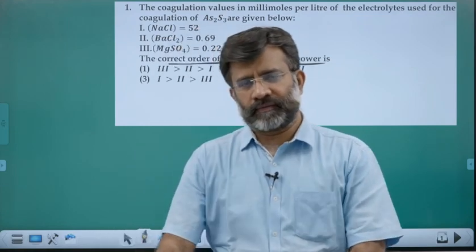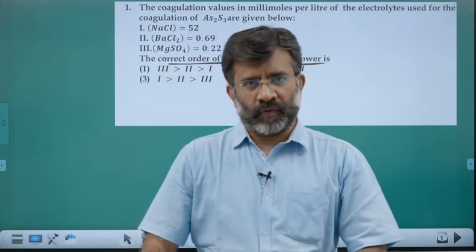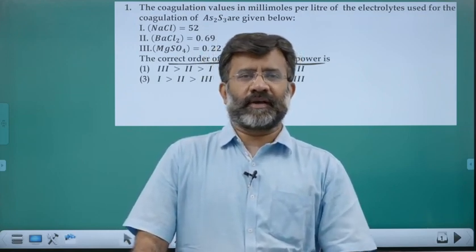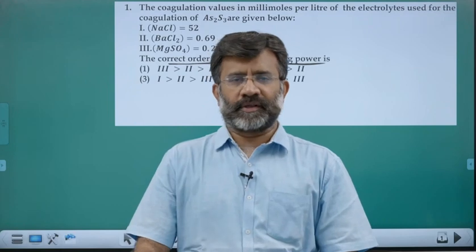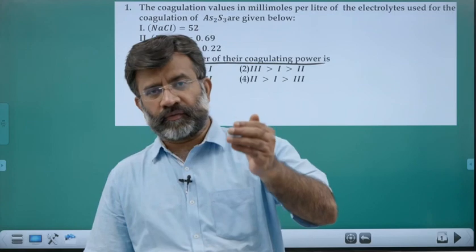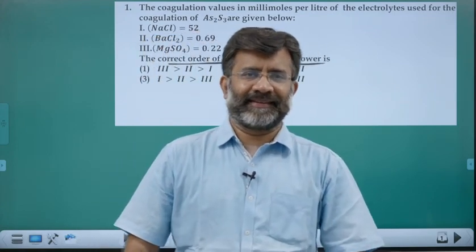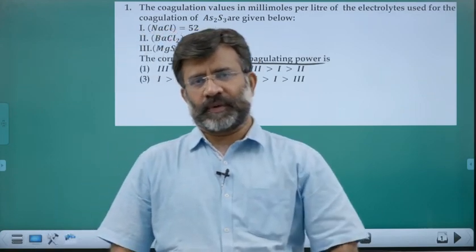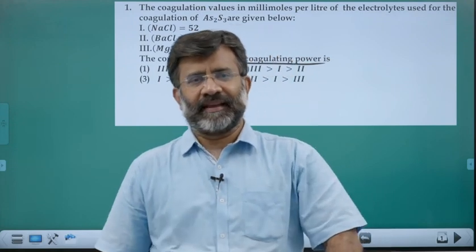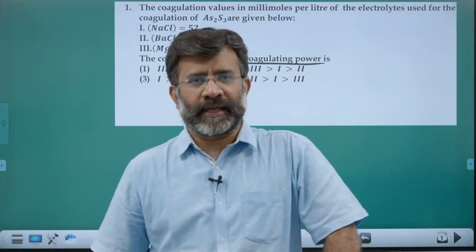You know coagulating value is defined as the minimum quantity in millimole per liter of a coagulating electrolyte which can cause the coagulation, flocculation within 2 hours. You have learned that. So the point is that higher the coagulating value, lower the coagulating power. In the NCERT, you might have read the last sentence of the concerned paragraph: higher the coagulating value, lower the coagulating power.